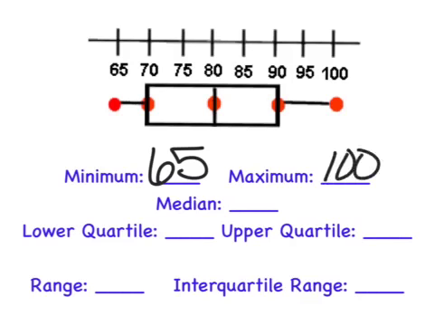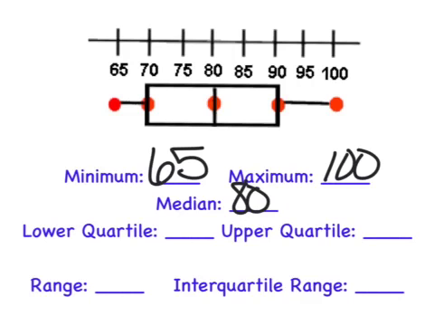Then I have to go to my median, and just like we did yesterday, our median is our middle number. So I look for my very middle dot, and that's this one right here, and it is right under 80. So I'm just going to put 80.